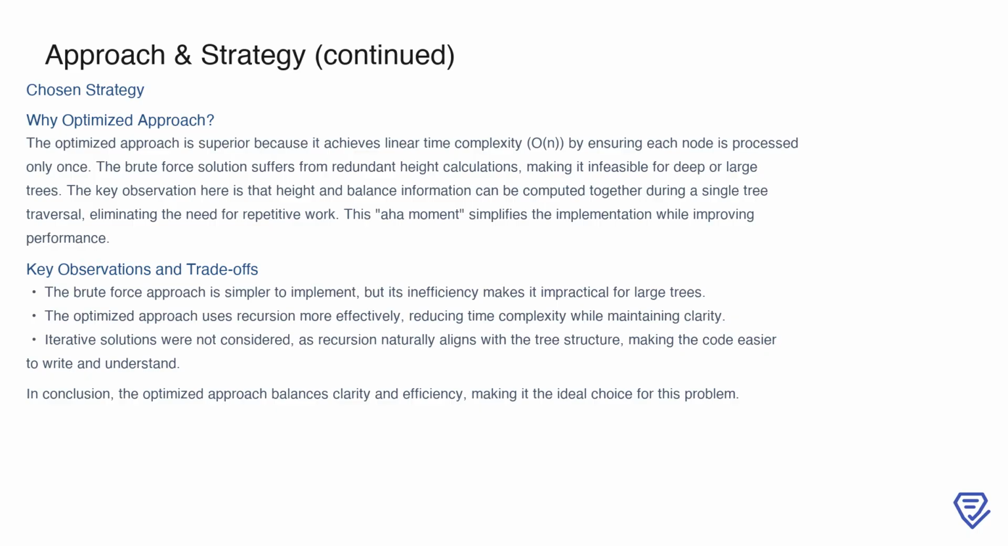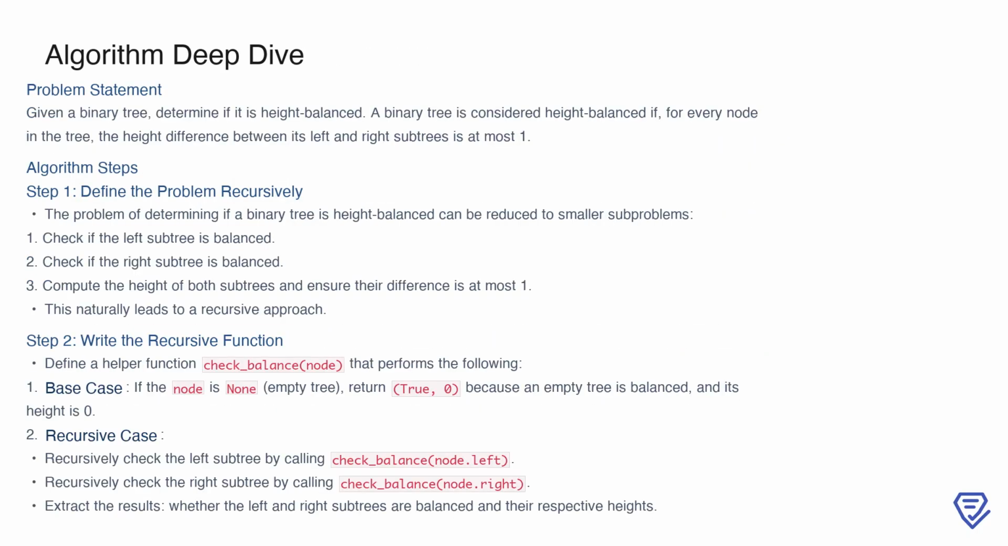To determine if a binary tree is height balanced, we need to ensure that for every node in the tree, the height difference between its left and right subtrees is at most 1. This leads us to a recursive approach. First, check if the left and right subtrees of a node are balanced, then compare their heights to confirm that the absolute difference is within the allowed range.